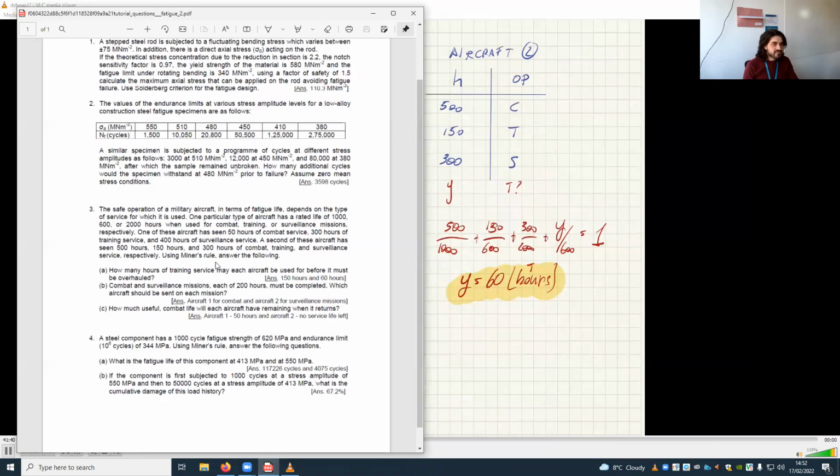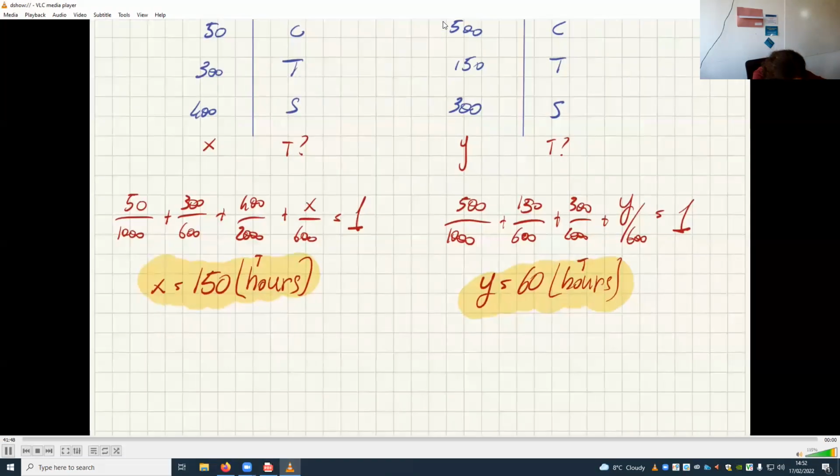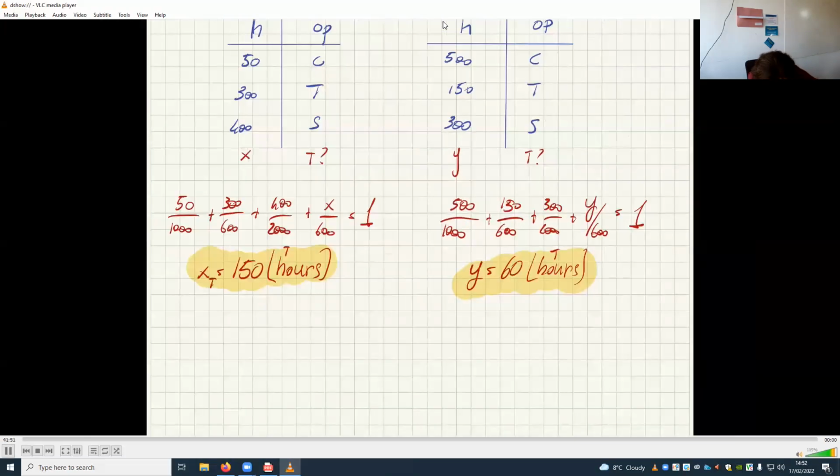Imagine this. We have combat and surveillance. So we can find XT and YT. So we can find XC and XS, YC and YS. So these are the hours of combat left and the hours of surveillance left for each of the two aircrafts. And I mean, guys, don't let me do this all over again.